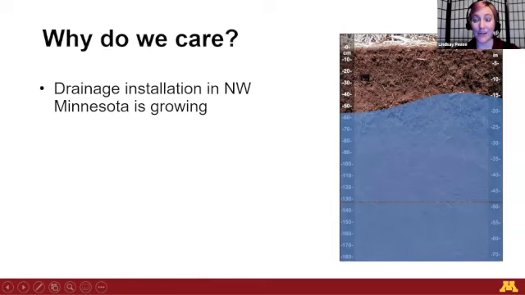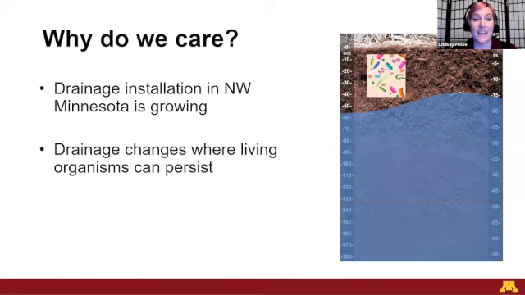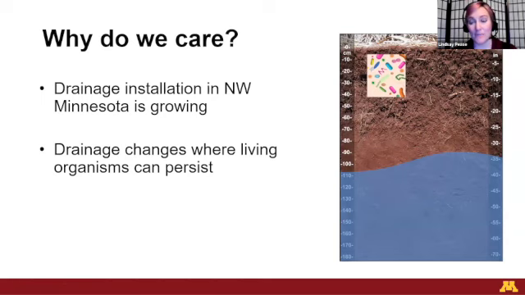So why do we care? Well, drainage installation, while a little more common in southern Minnesota, is growing in the northwest part of the state. And drainage changes where living organisms can persist. As we change the water table, we are changing where microbes can live and what metabolism they're using. They can metabolize nitrogen if they have oxygen or if they don't, but they use different sources for their metabolism and for their food, depending on whether or not they have oxygen.